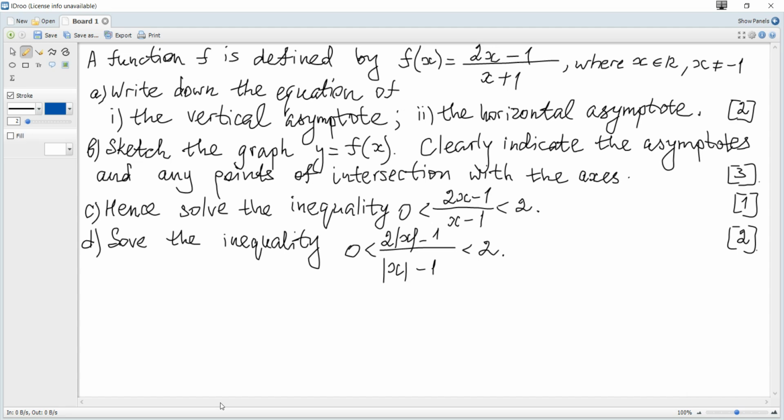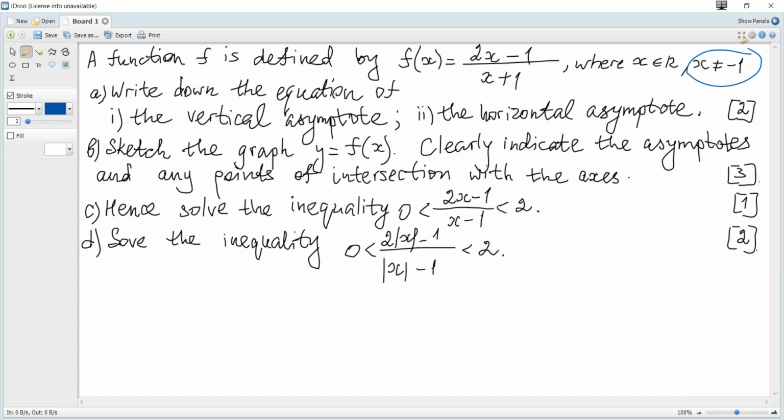A function f is defined by, write down the equation of the vertical asymptote and the horizontal asymptote. Vertical asymptote only arises when there is division by 0. So we can see that there is denominator x plus 1, and when x plus 1 is 0, we'll have situations that there is division by 0, and hence y value tends to plus or minus infinity, or actually always points at which vertical asymptotes are.